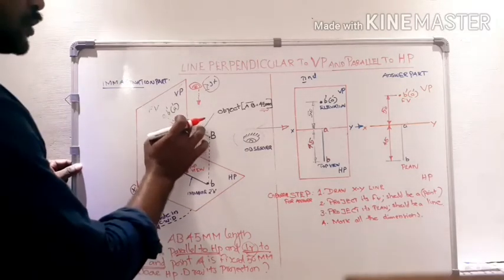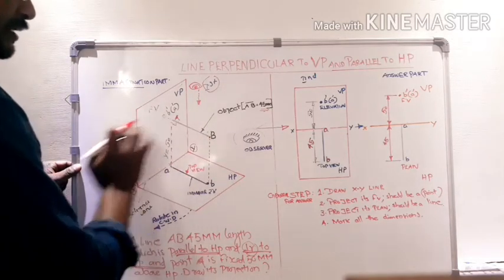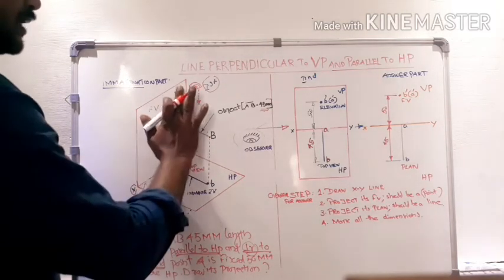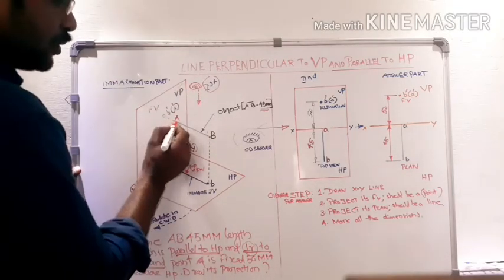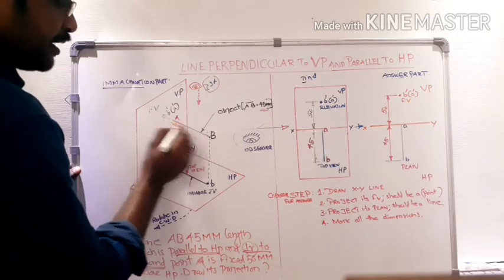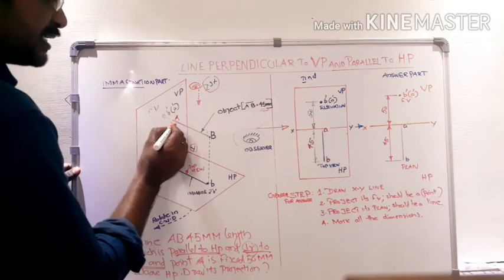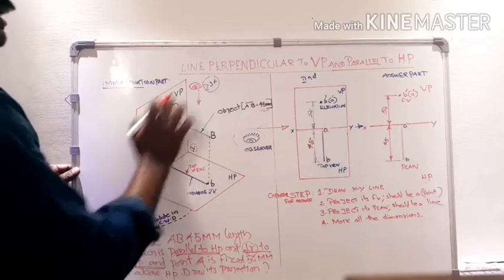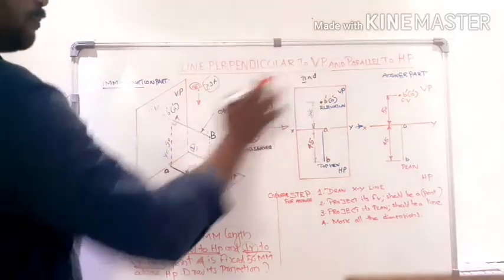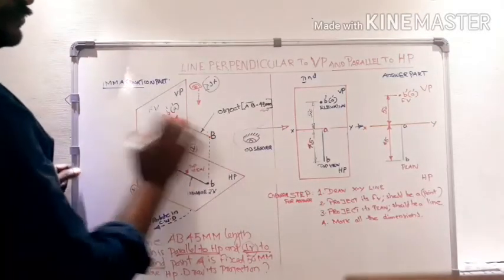Now we have to compare this line with the vertical plane. See, this is our vertical surface. It is called the vertical plane. Now consider this line AB with respect to the vertical plane. We can definitely say that this line AB is fixed perpendicular to this surface. So we can say that the line is perpendicular to VP and parallel to HP.